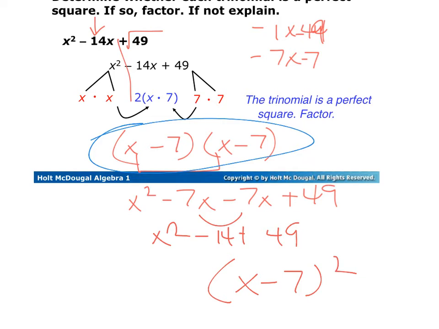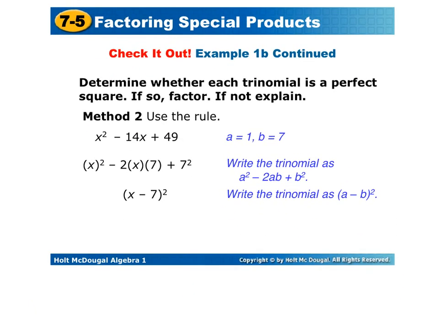For this to be a perfect square trinomial, the last number in your trinomial must be positive. Otherwise, you're going to do what you did on the quiz yesterday and do it out the long way. So here's the same example, and again the answer is x minus 7 squared.